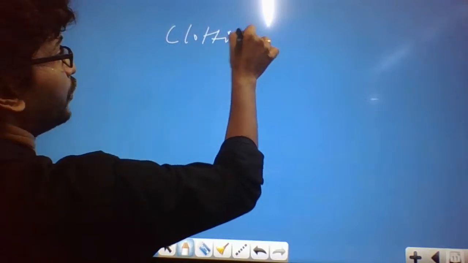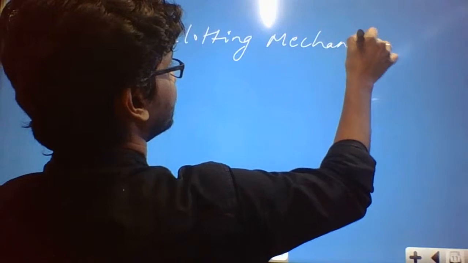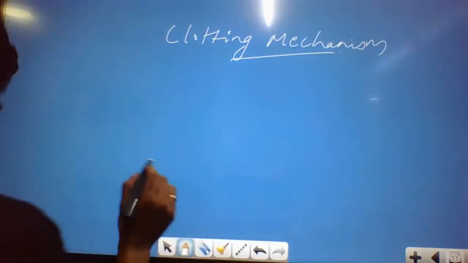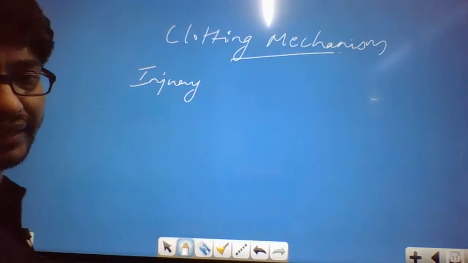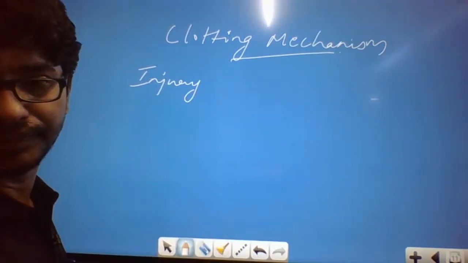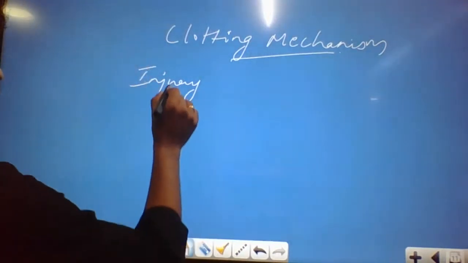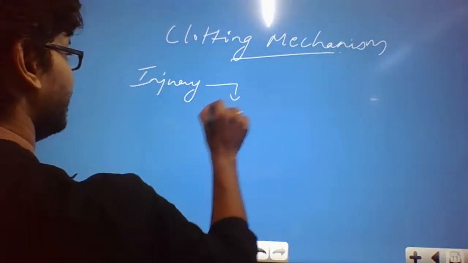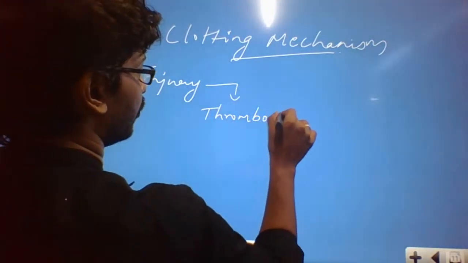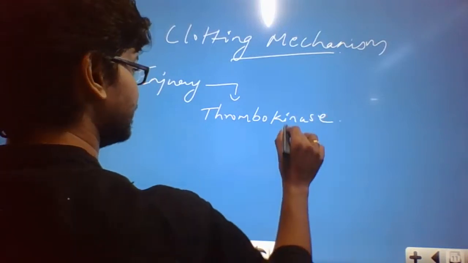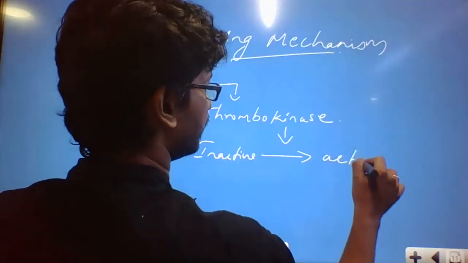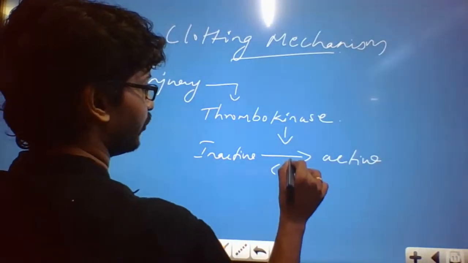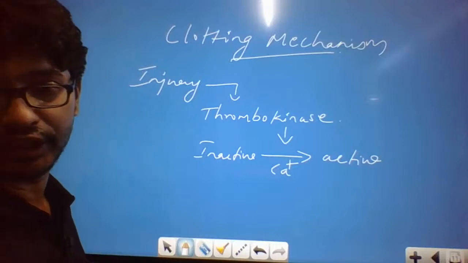Okay. Next, we move on to the clotting mechanism. As we discussed before, clotting is one of the important phenomena that happens. For example, if there is an injury and bleeding occurs, like in a prick, this injury activates an enzyme called thrombokinase. This thrombokinase converts inactive factors to active factors. For that it requires calcium.